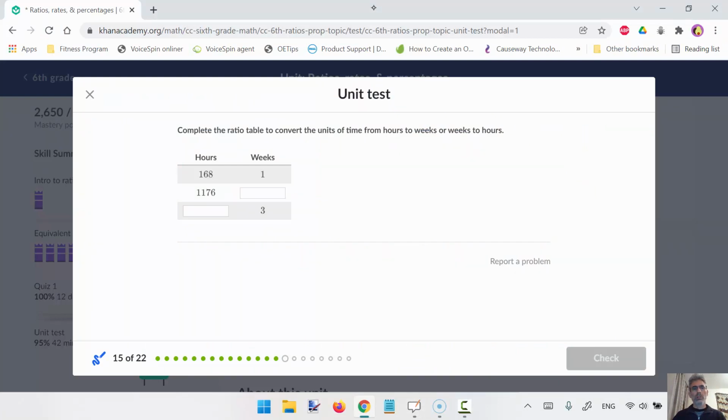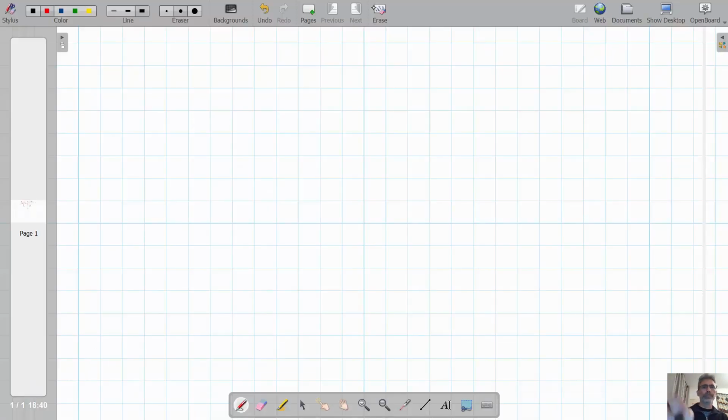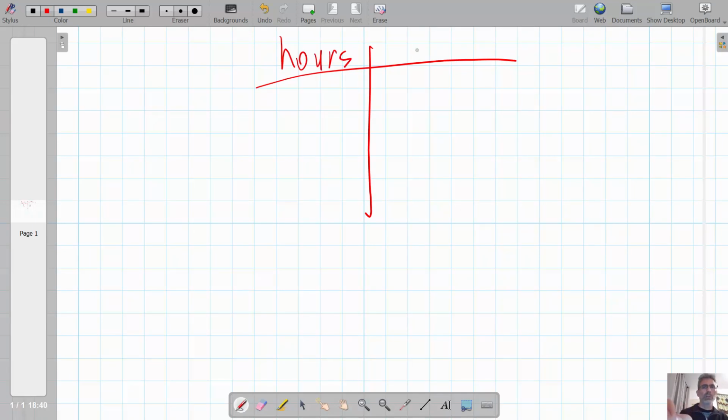Complete the ratio table to convert the units of time from hours to weeks and weeks to hours. Okay, so in 1 week we have 168 hours. So the ratio is 168 to 1.